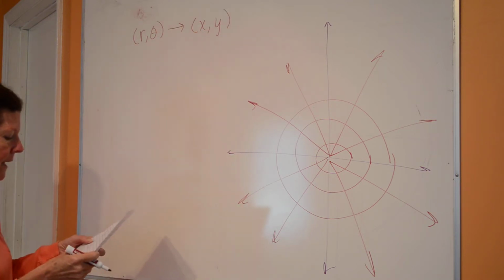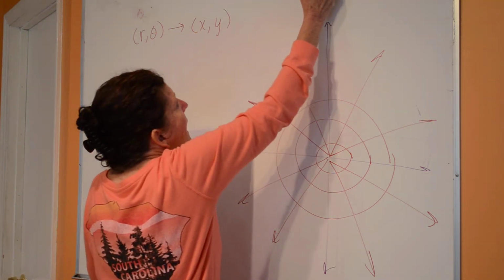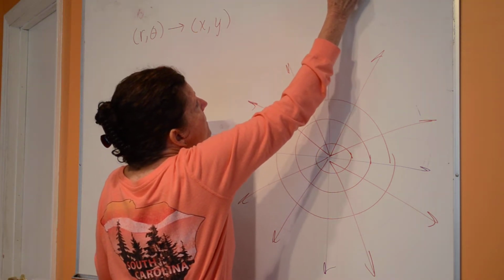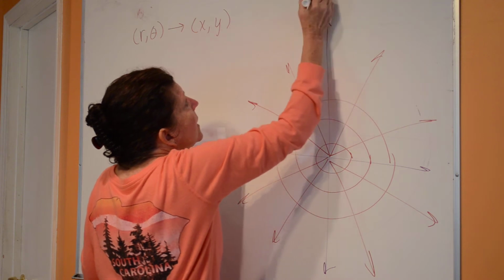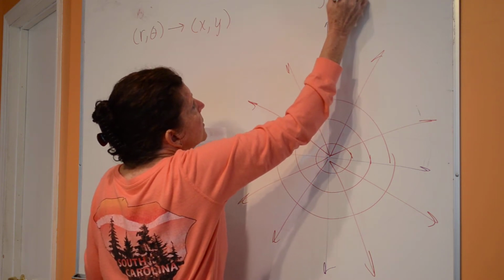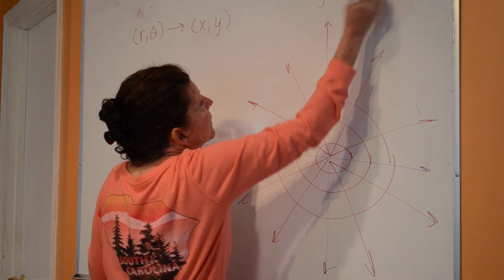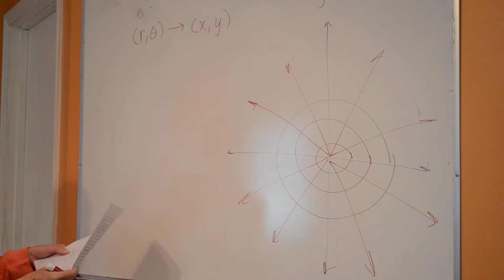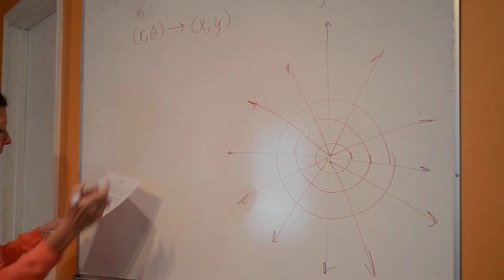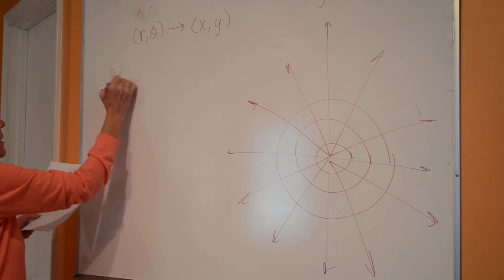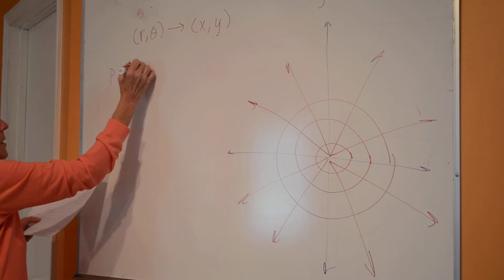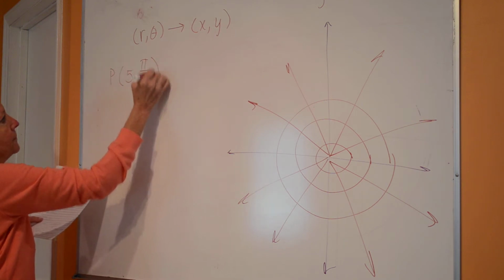And the big things about this would probably be x is equal to r times the cosine of theta, and y is equal to r times the sine of theta. Those are two things you want to remember all the way through this. So let's say I have the point P, which is 5, pi over 3.